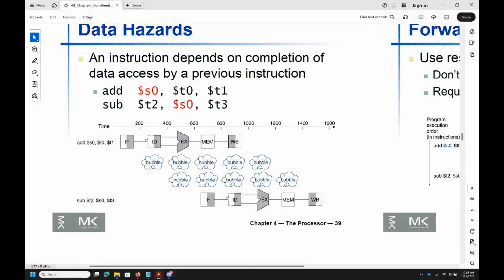There is no value in S0. Either there will be no value in S0, or it will be a wrong value. Your program will produce garbage. Your program wants you to first add two numbers, take the result of that addition, and then subtract another number from it. If you execute it in the wrong order, you'll do math on the wrong number, because the value has not been updated.